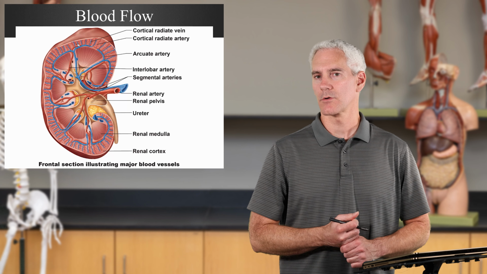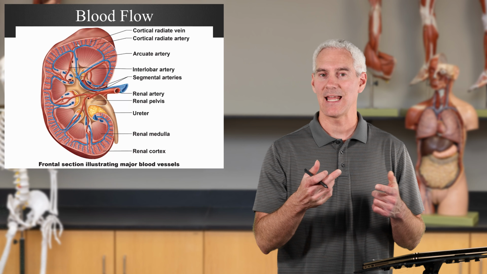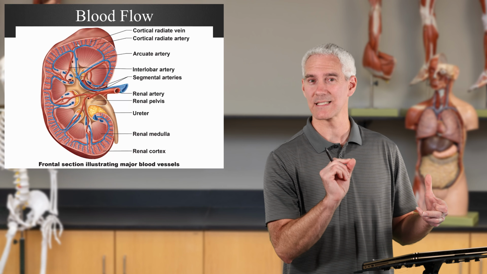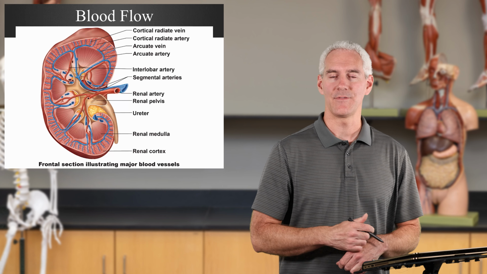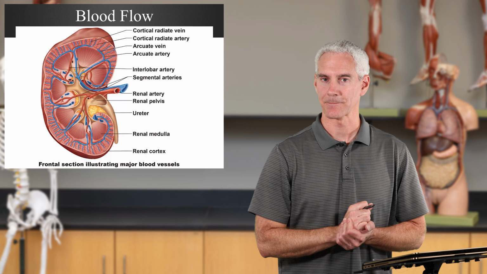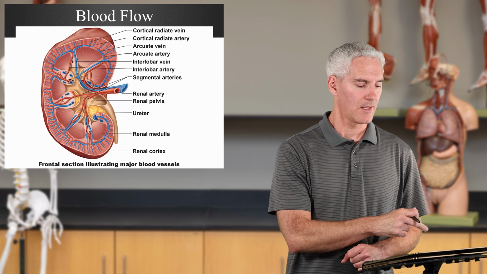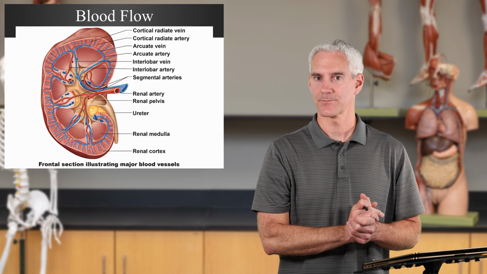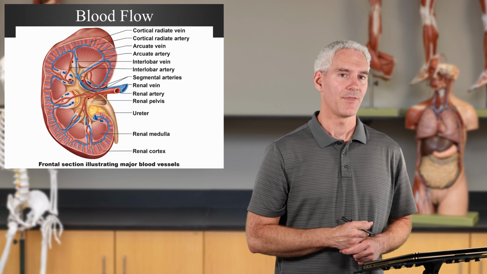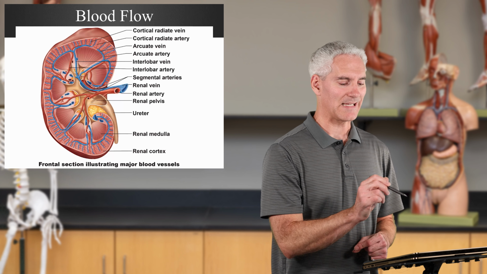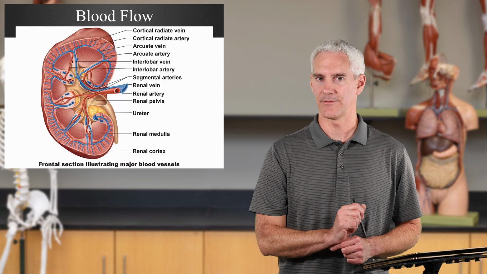So from those cortical radiate veins, we basically have the return trip. Same naming mechanism with one exception. We have the arcuate vein, again separates cortex and medulla. Then we have the interlobar vein, which goes between the pyramids. Here's the difference. Then we go right to the renal vein. So right from the interlobar vein goes right to the renal vein.